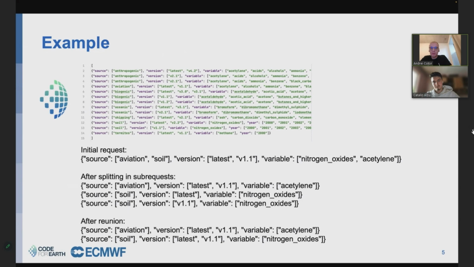And notice that the last two sub-requests can be merged together because they differ only in the version field. So after the reunion, we get those two sub-requests. This is the minimum number. We cannot merge this anymore because we would get empty spots. And after the reunion, if you look at the constraints file with this sub-request, there are no empty spots.